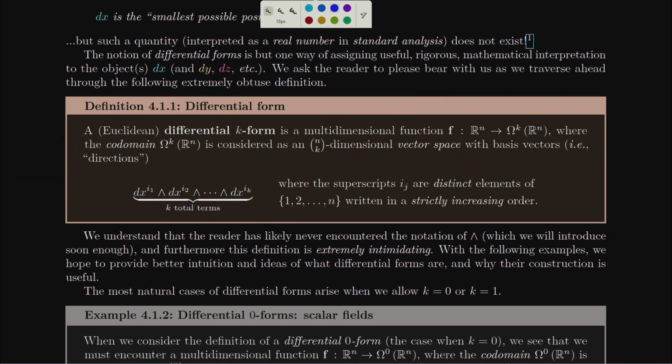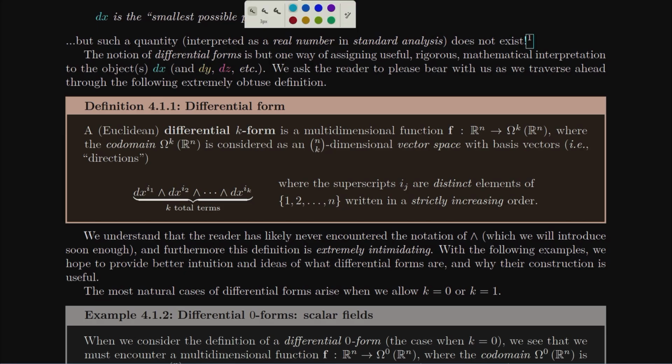I'm going to take k total of those, and these superscripts are going to be distinct entries from 1 to n, right? So it's, in some ways, how many ways can I choose 1, 2, up to k elements out of this set 1 through n? That's why we're getting n choose k here. And we write them in strictly increasing order. And so each one just has a different quote unquote direction associated to it.